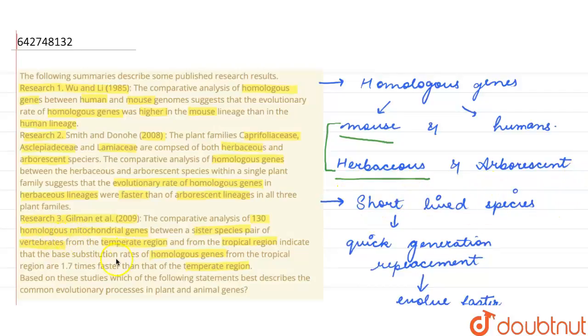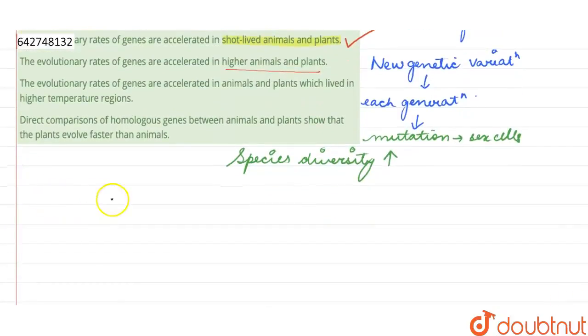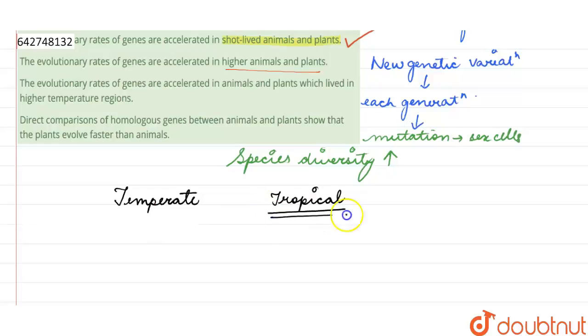And in the third research, what they have done is that they have taken 130 homologous mitochondrial genes from the temperate region and tropical region. So now the temperature factor is also brought into observation. So we are taking different geographical areas, temperate and tropical regions, and it was found out that there was more evolutionary diversity or more species diversity in the tropical region.